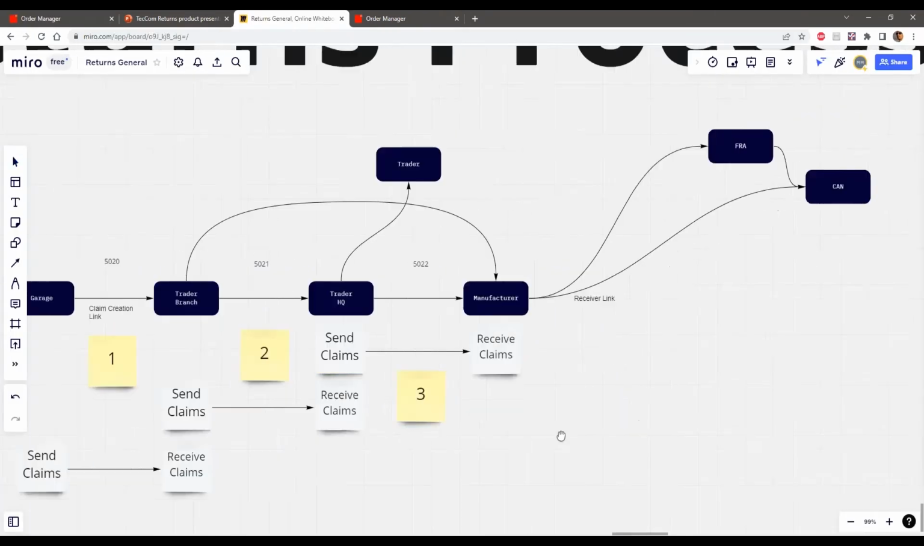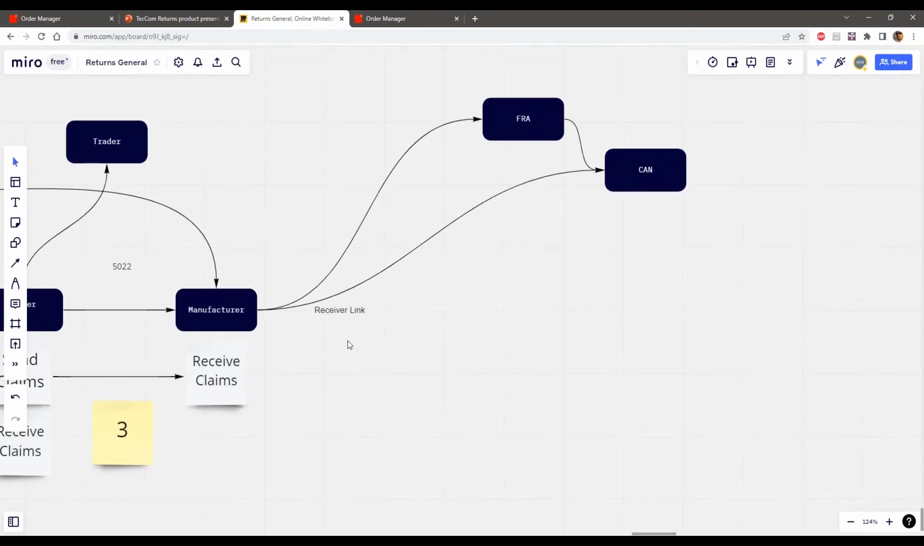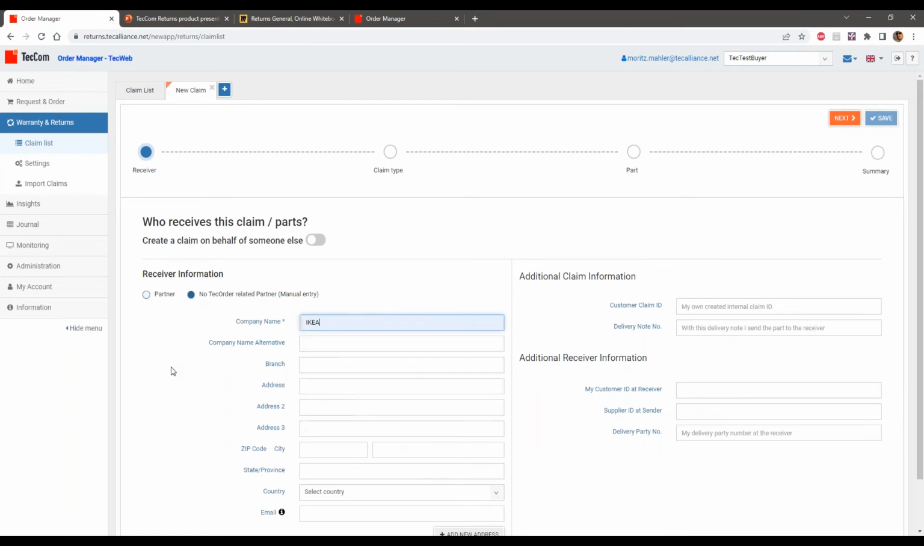if I go to this list on the right side, sometimes, so for example, if I'm now a manufacturer, then it could be that I have a supplier which is not in the TecAlliance world. I hear this is possible, so there are companies outside of this out there which are not TecAlliance customers or partners. Therefore, we have the possibility with our receiver link to reach even these. So for example, I could create a claim towards IKEA.